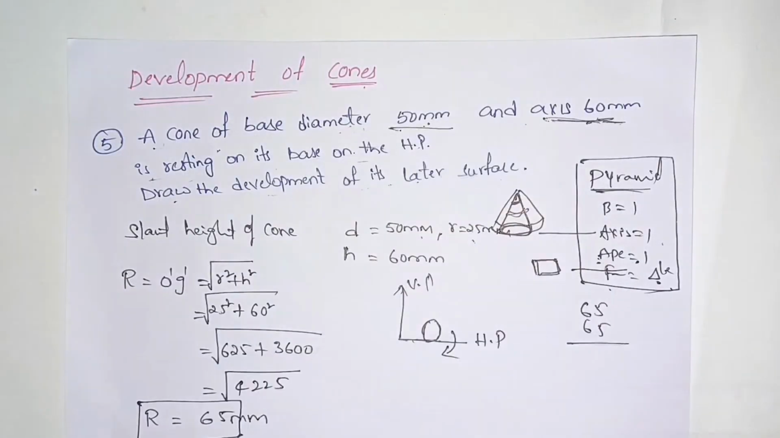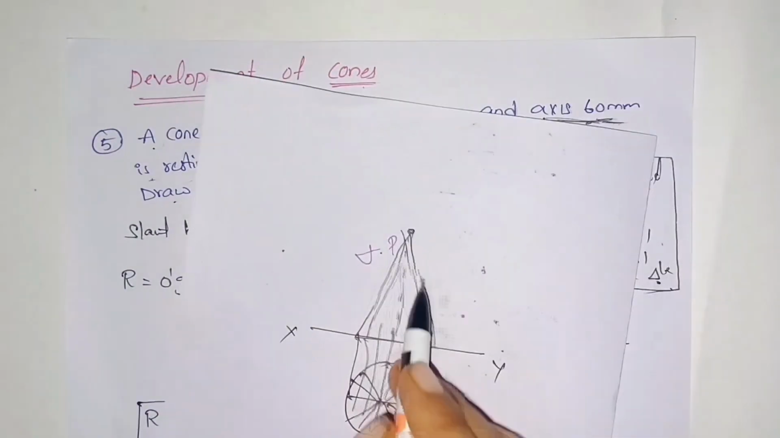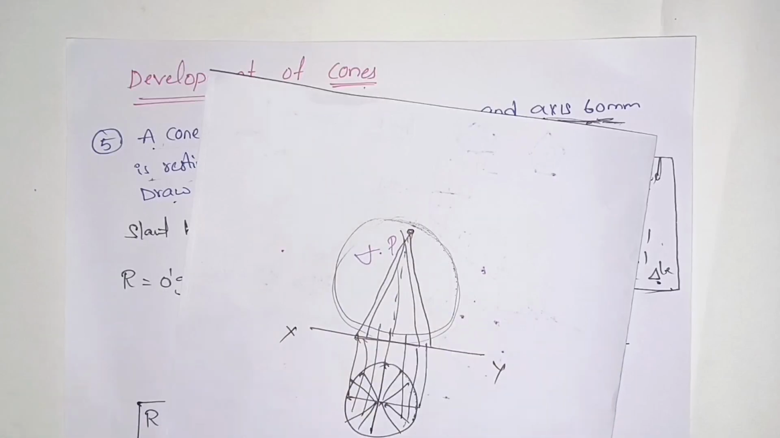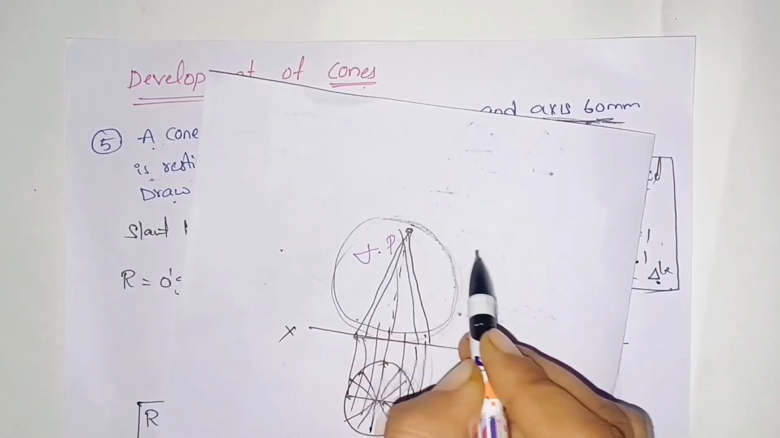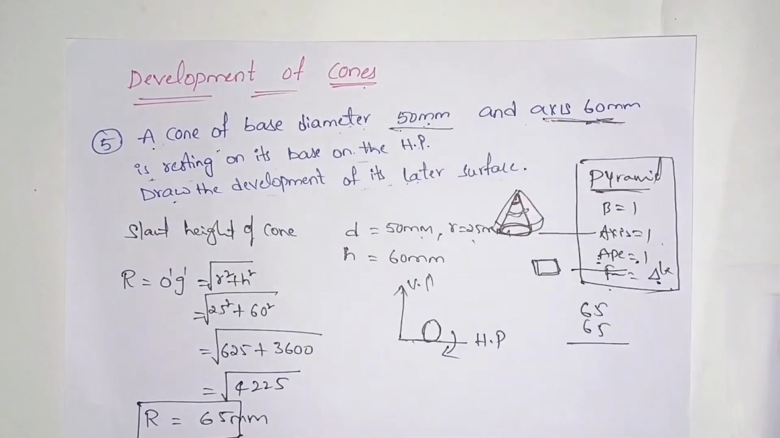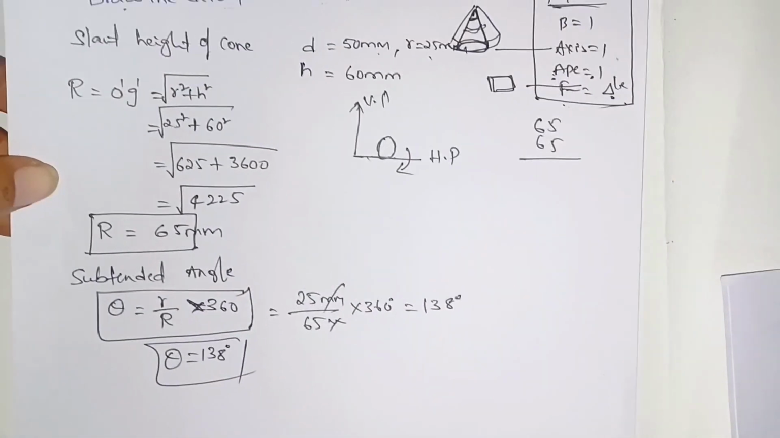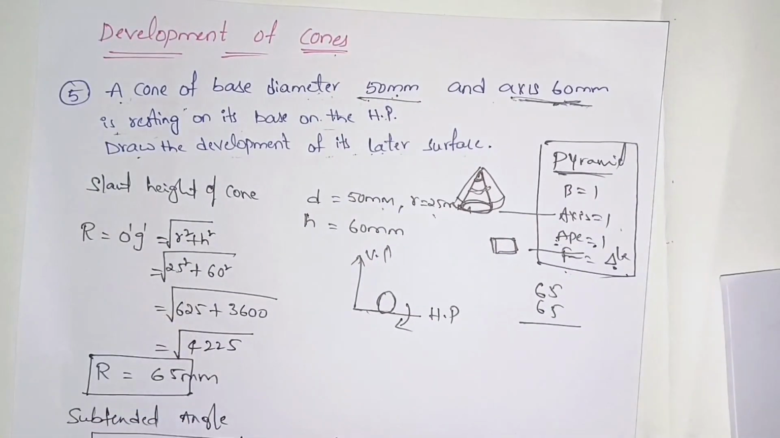Next you have to draw the development of the lateral surface, and you have to develop this pyramid. To develop the pyramid you have to calculate the theta values. We have already calculated the theta value, so we have to substitute it and draw with instruments. First of all you have to draw the surface line.